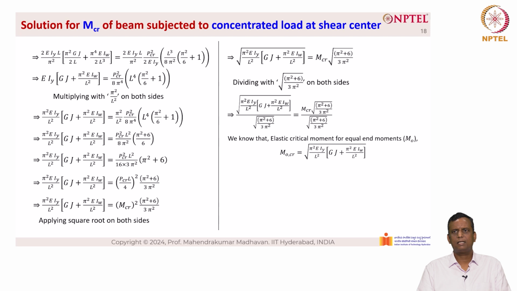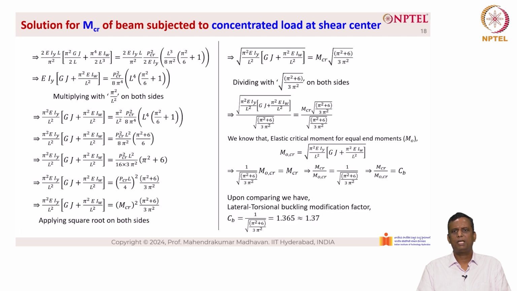And we know that the elastic critical moment for equal end moments M0 is given as root of pi square into EIY divided by L square into GJ plus pi square EIW by L square. So now we can simplify this further and represent in terms of M0 critical, which means that 1 by root of pi square plus 6 divided by 3 pi square into M0 critical is equal to MCR. So MCR divided by M0 critical is equal to 1 by root of pi square plus 6 divided by 3 pi square, whose value is nothing but C sub B, which is the lateral torsional buckling modification factor. So when we compare this one, we have C sub B equal to 1.365 or approximately 1.37.